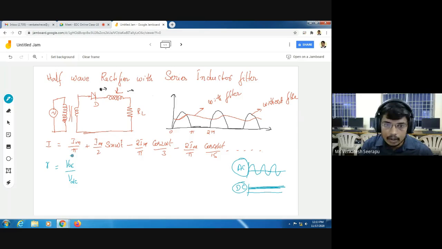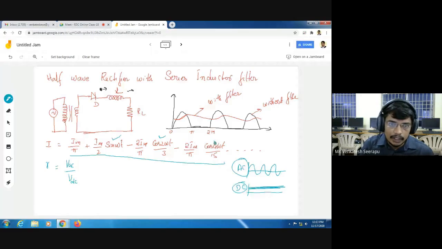It is my output equation. In this, a sine waveform means it is an AC waveform. Cos waveform means it is also an AC waveform. Is there any sine or cosine in our equation? Obviously those are AC waveforms only. Whereas Im by pi, this is a constant value. So it is the only DC component in our equation.